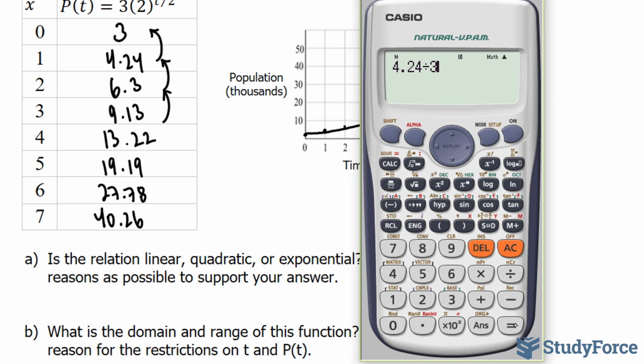4.24 divided by 3 gives me approximately 1.41. So if the next one is around 1.41, I'll make the conclusion that it is exponential. 6.3 divided by 4.24 gives me approximately 1.48, which is a little bit off. So I'm just going to do one more to see if they are consistent. 9.13 divided by 6.3 gives me approximately 1.44. So I can conclude that since the ratios of y are very close to each other, this one being 1.41, then 1.48, then 1.44, we can assume that it is exponential.